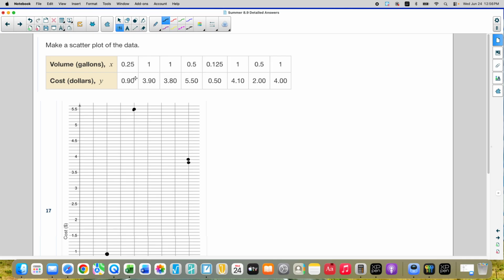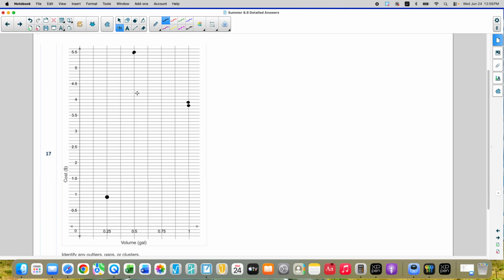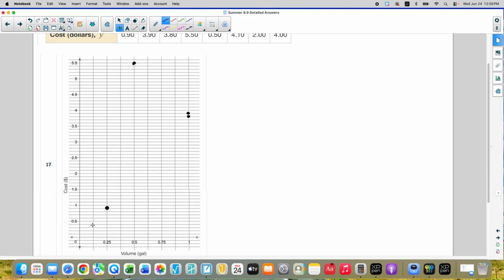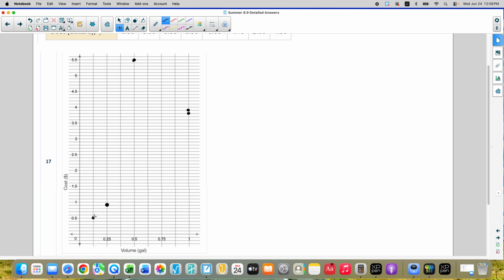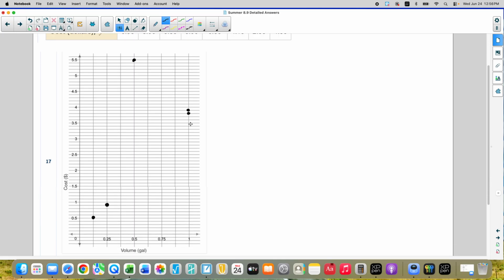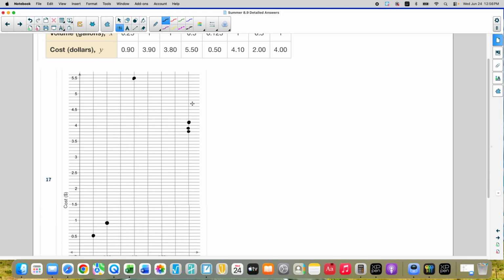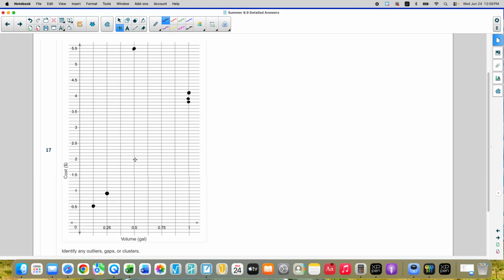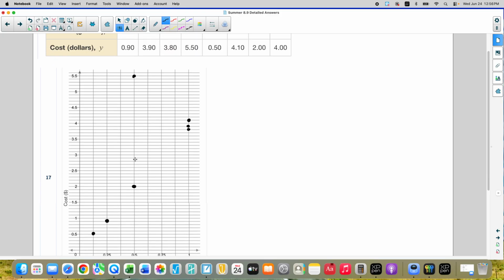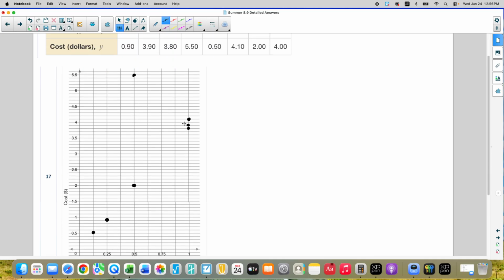Okay. 0.125, and half. Okay, so that goes here. And 1, 4.1. That's right here. And half, 2. And 1, 4.